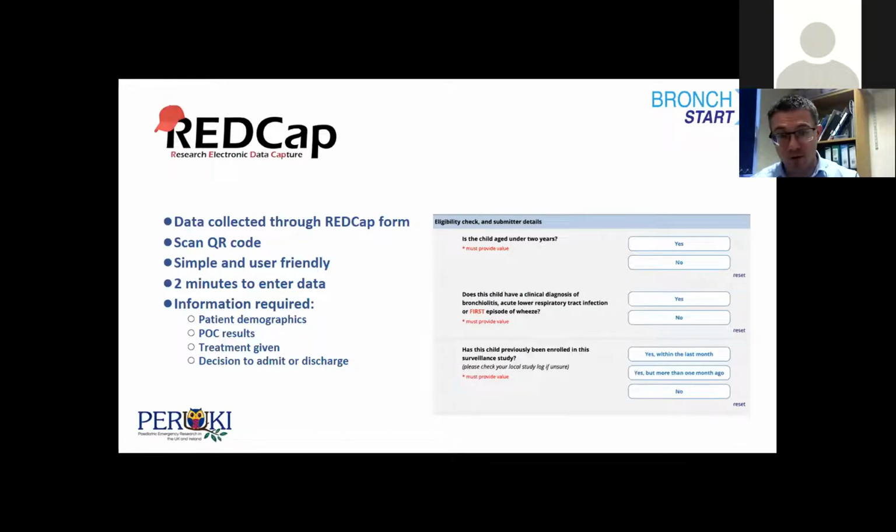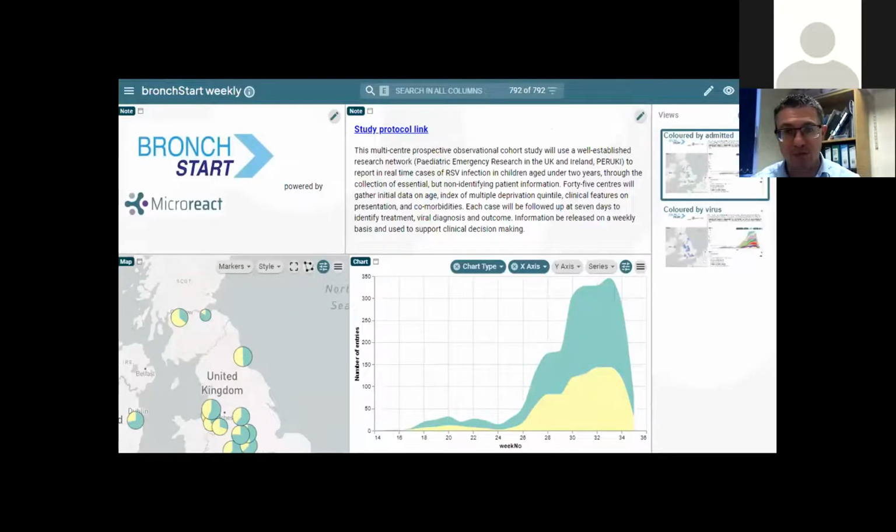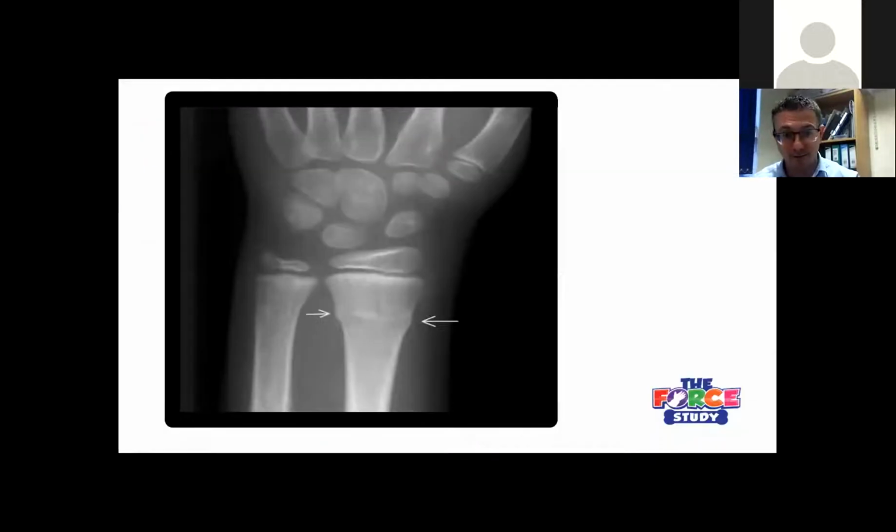BronchStart works through REDCap. I'm showing this because I think we are changing quite rapidly to electronic data collection tools and just removing paper completely. And I think that helps a lot of people's research endeavors. If you're interested, and I'll share the link in the chat when I finish, it's a bit complicated and not easy to show on a slide, we have a day-by-day real-time update of the amount of bronchiolitis seen across the country in all the sites. So you can see how your particular site is performing compared to other sites.